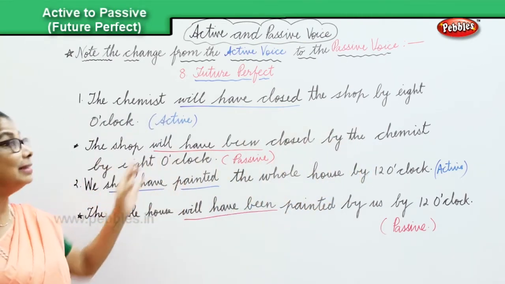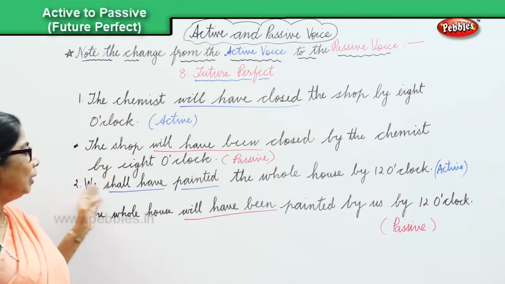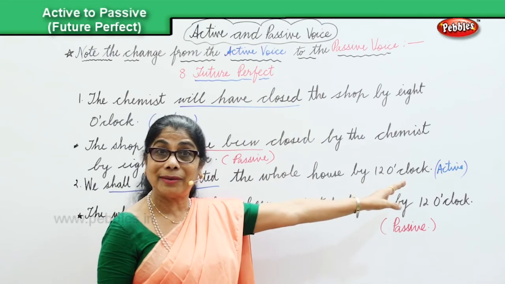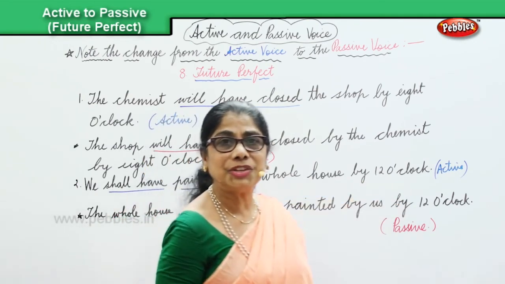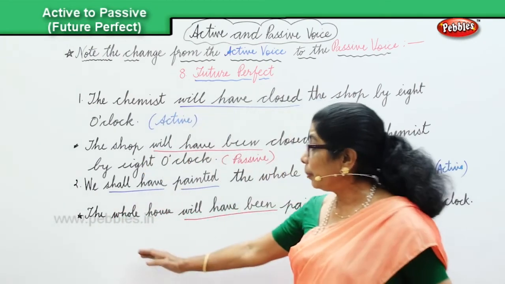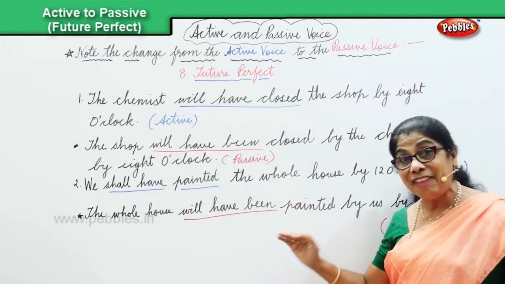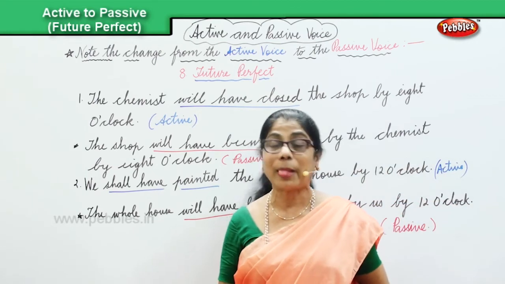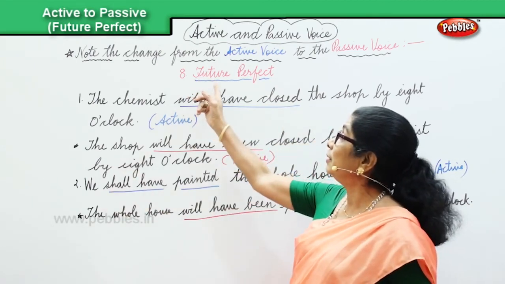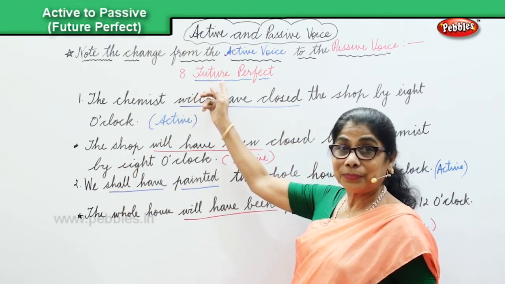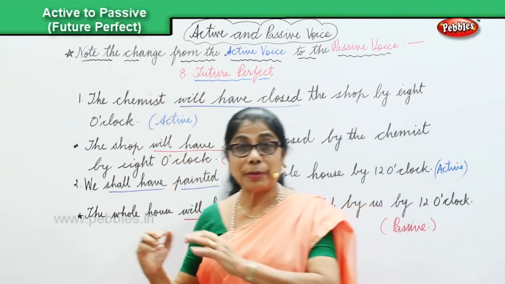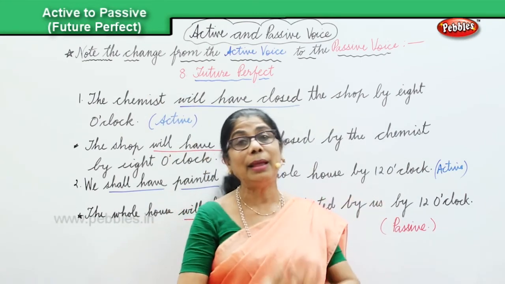Let's look at another sentence in the future perfect. We shall have painted the whole house by 12 o'clock. Active. And change into the passive. The whole house will have been painted by us by 12 o'clock. Now, we have learned the future perfect in this sentence, and we noted the change from the active into the passive voice.